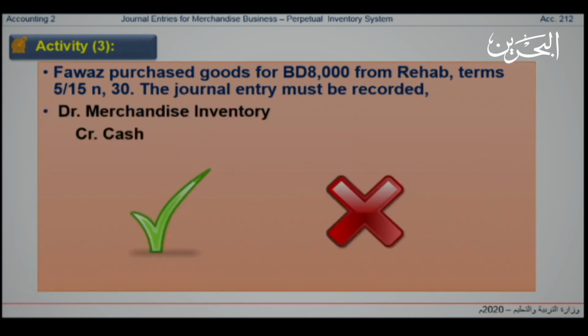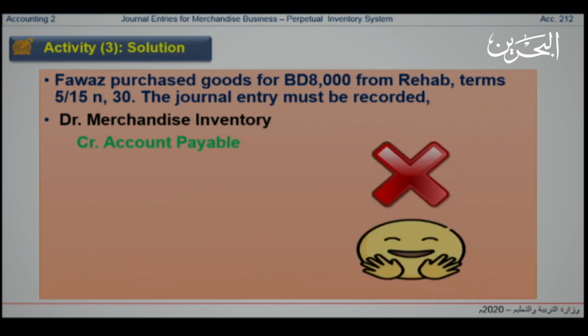Second, Fawaz purchased goods for 8,000 from Rehab Company with this term. The general journal must be recorded as merchandise inventory on the debit side, and on the credit side should be cash. Is it right or wrong, my dear student? Think about it.